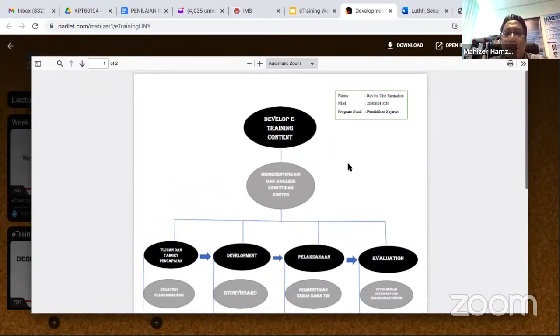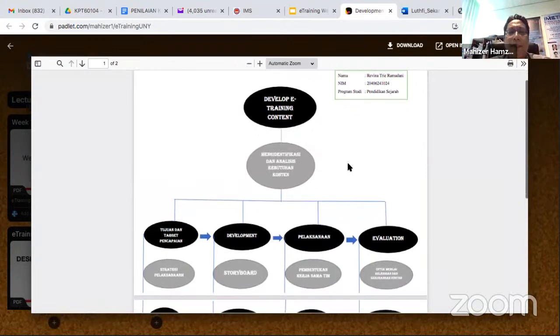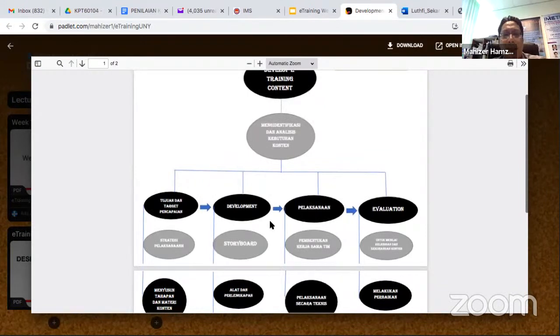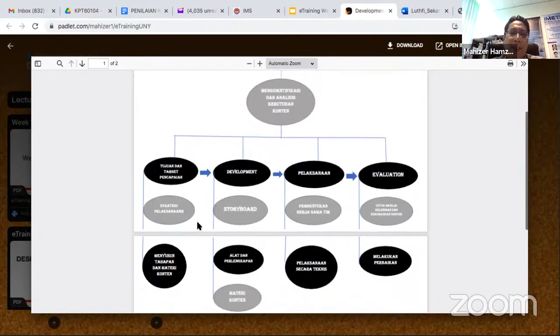Okay, for example, this is from Revina, develop e-training content. What the skill needed, tujuan, target pencapaian, development, pelaksanaan, evaluation. Ini semua maybe will be the units for this module. We have the main module, develop the e-learning content, and then the units will be penentuan matlamat, development, pelaksanaan, evaluation. Yang ni tak pasti. Development, storyboard maybe the content in the unit. For example, development, storyboard, how to make a storyboard is the content.